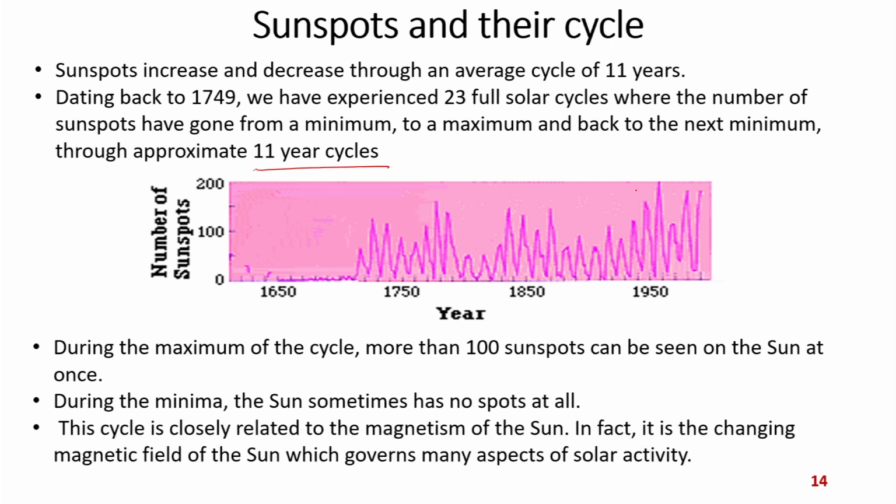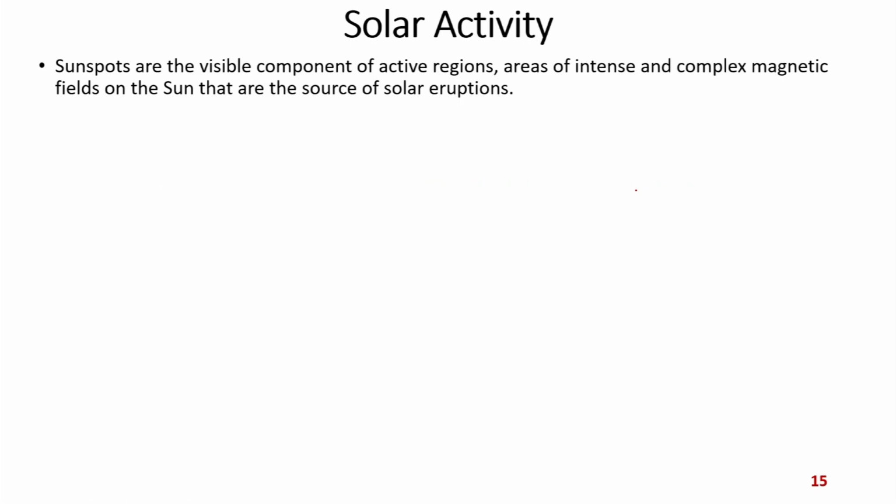This cycle is closely related to the magnetism of the sun. In fact, it is the changing magnetic field of the sun which governs many aspects of the solar activity, that we will see one by one. So, now what are the solar activities? Sunspots are the visible component of the active regions, areas of intense and complex magnetic fields of the sun, and these are the sources of the solar eruptions.